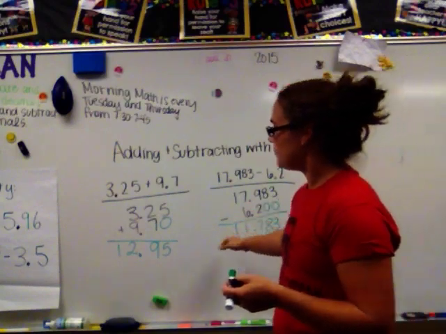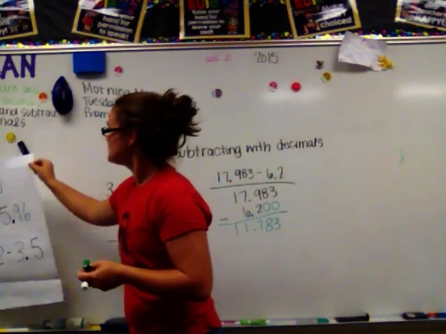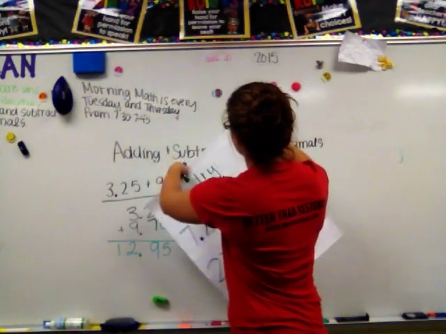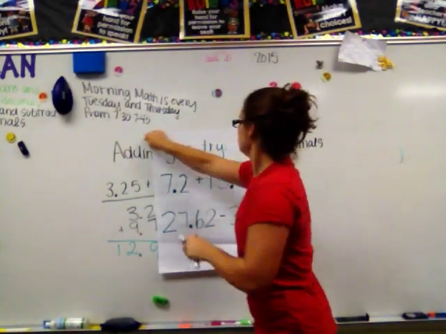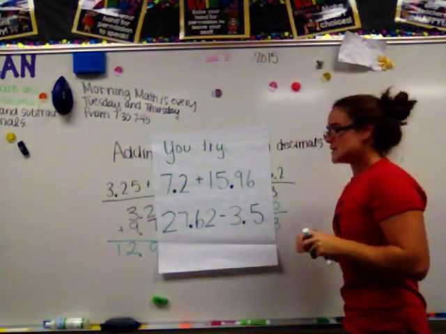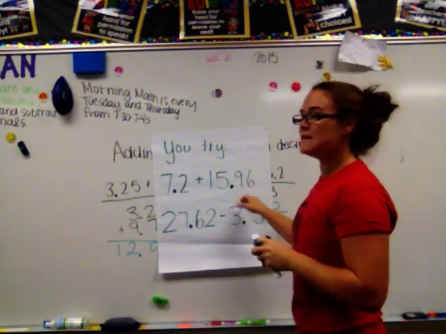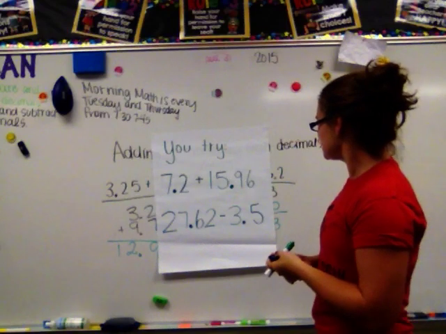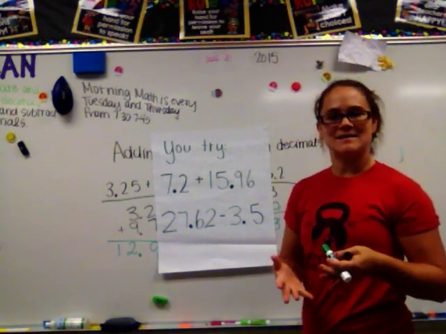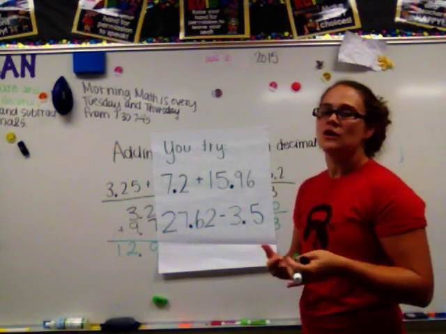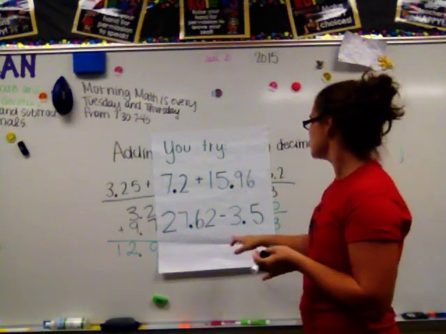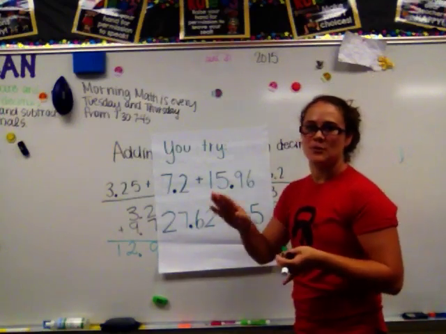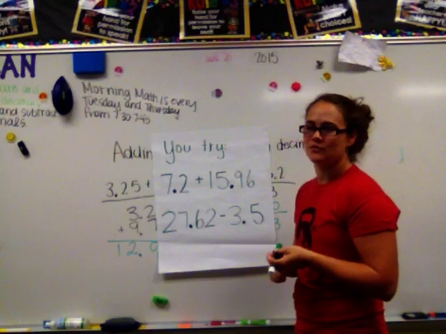So I'm going to give you two questions for you to try on your own. You've got 7 2/10 plus 15 96/100, and then you've got 27 62/100 minus 3 5/10. Go ahead and try to solve those on your extra piece of paper beside your video form.